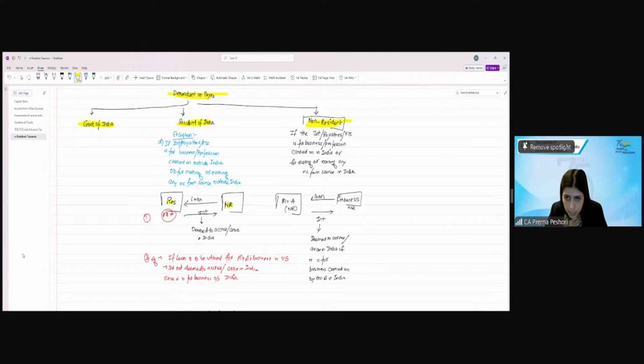Let's say I am a non-resident. I am making the payment of interest on a loan taken from Citibank or Bank of America, US. This can also be deemed to accrue or arise in India if I'm taking this loan for the purposes of my business in India. I'm a non-resident taking the loan from a foreign bank for starting a business in India. The interest that I will pay will be deemed to accrue or arise in India. Are we clear? And the same goes for royalties and for FTS as well.